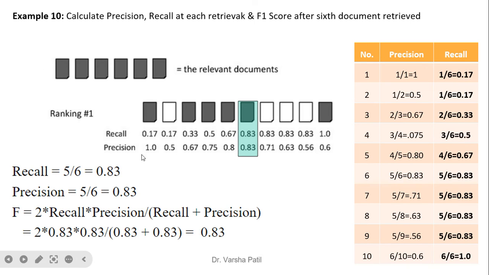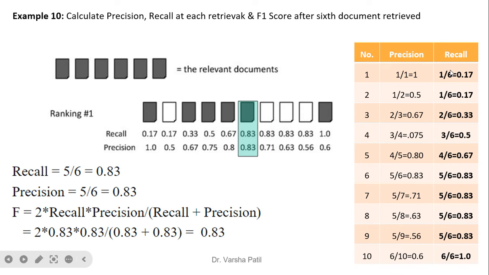Now we'll see this example. Calculate precision and recall at each retrieval and the F1 score after the 6 documents get retrieved. Now here these are the relevant documents. The first document gets retrieved and it is relevant. So precision is relevant retrieved divided by total number of retrieved documents, which is equal to 1.